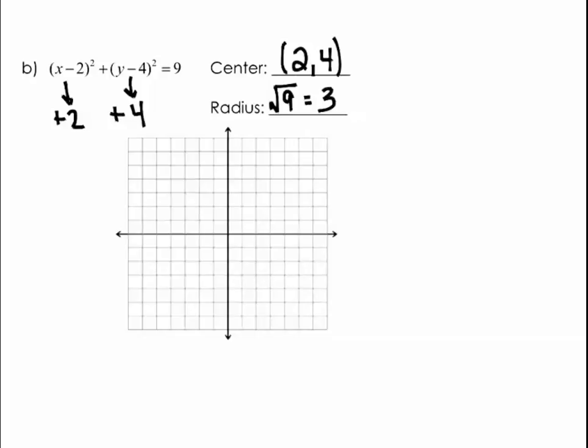So now we're going to graph, starting with our center. From the origin, to the right 2 and up 4. And then we're going to go in every direction 3 units. So up 3, down 3, to the right 3, and to the left 3. And remember, we said these aren't going to be pretty. Do your best. Voila, we're done.